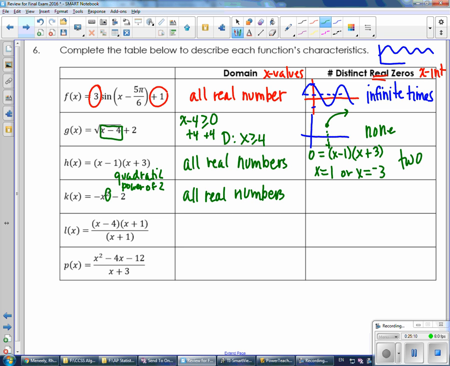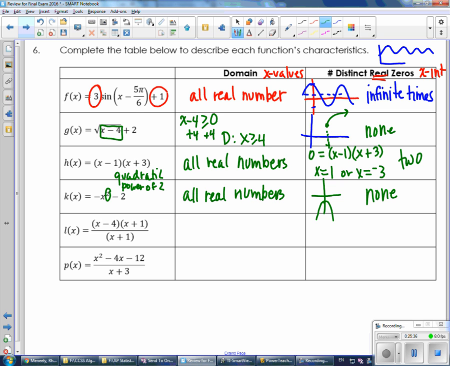If I want to know the distinct number of zeros, then I'm going to have to imagine what this looks like. So I know x squared is my parent function, but it's being shifted down and it's flipped. So it actually is going to look something like this. It's a parabola that opens down below the x-axis. And so this is not going to have any zeros.